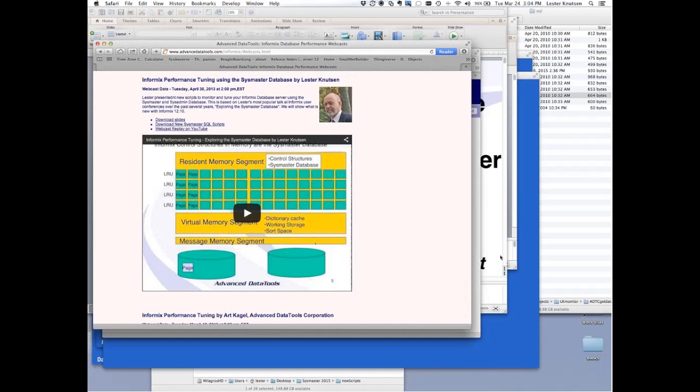A good question: is it possible to filter SQL Trace? You can filter by user and by database. I wish there was a way of filtering by table, but right now that's not possible. You can only do it by user and by database.